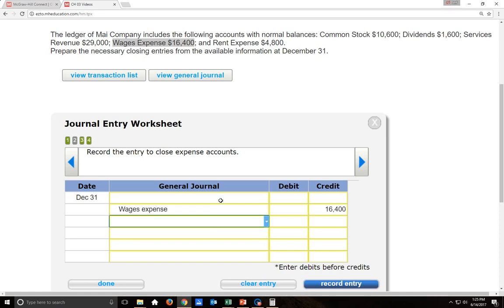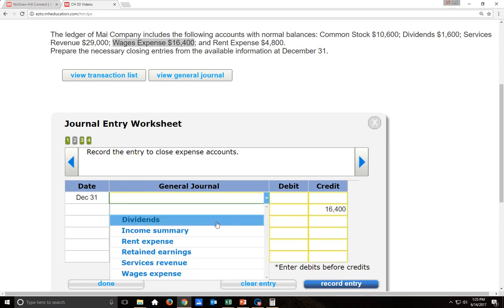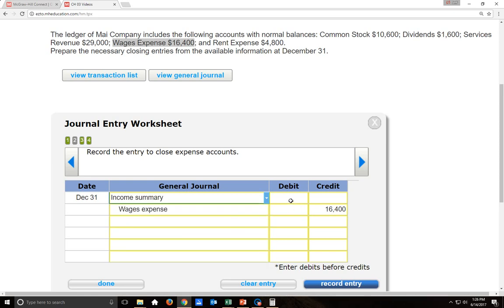Now, notice that I left the first line empty. We're going to be closing all these accounts out to which account? What's the account we close expense accounts to as part of the closing process? We close them to income summary. So we can actually go ahead and put in income summary. But we can't put in the dollar amount yet because that'll be the total of all the expense accounts that we're crediting. We'll come back to that in a second. Okay? So let's move to the second account.